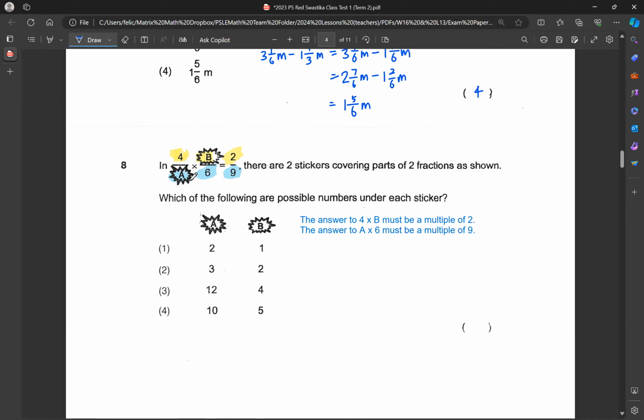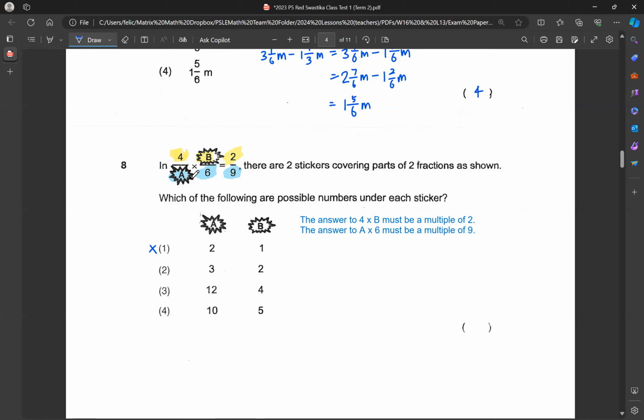So A, let's pretend it's a 2. So 2 times 6 is 12. Notice that 12 is not a multiple of 9, right? That means option 1 is out. I don't even need to test B. Okay, let's go on to option 2.